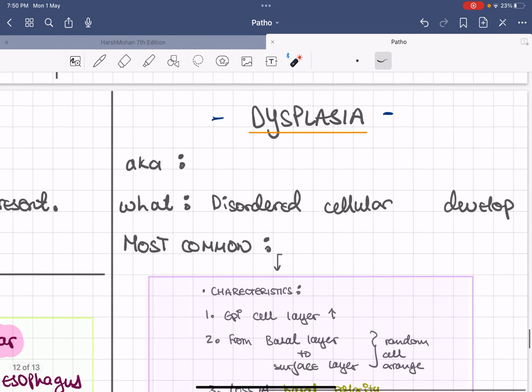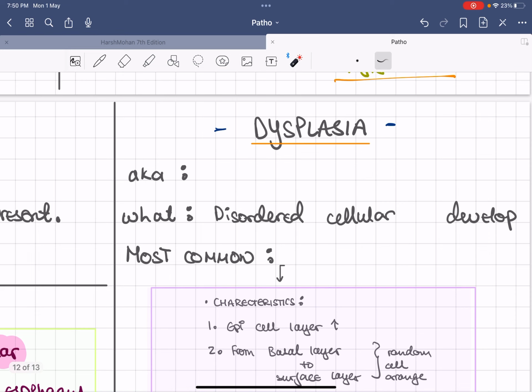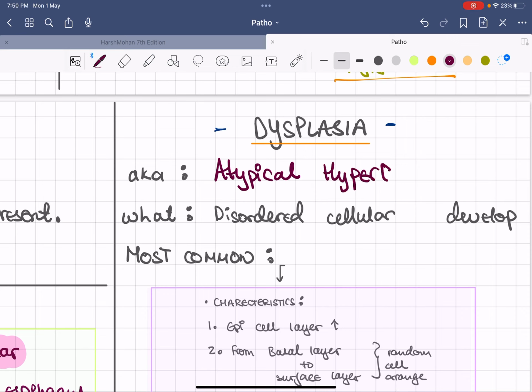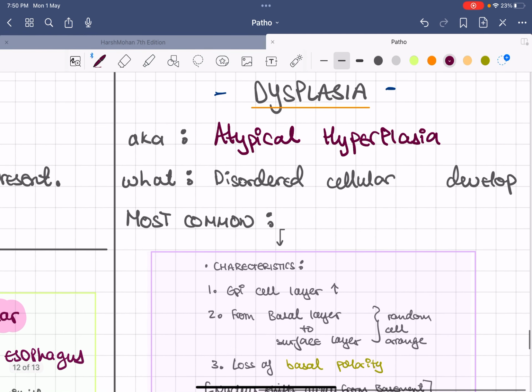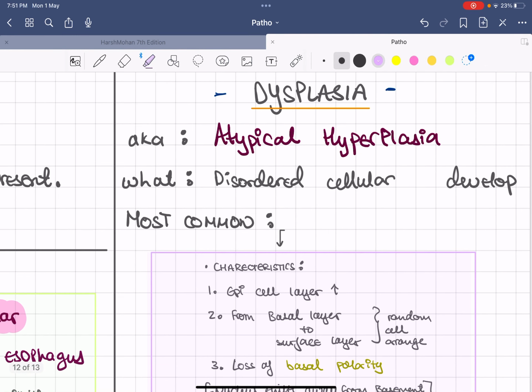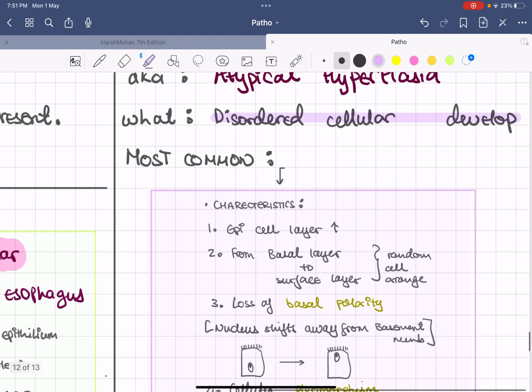Next, we move on to last but not the least of the cellular adaptations, dysplasia. Dysplasia is also commonly known as atypical hyperplasia. Since in hyperplasia there is an increased number of cells but in an organized manner, here the order is random. So that is the basic definition of dysplasia, disordered cellular development.